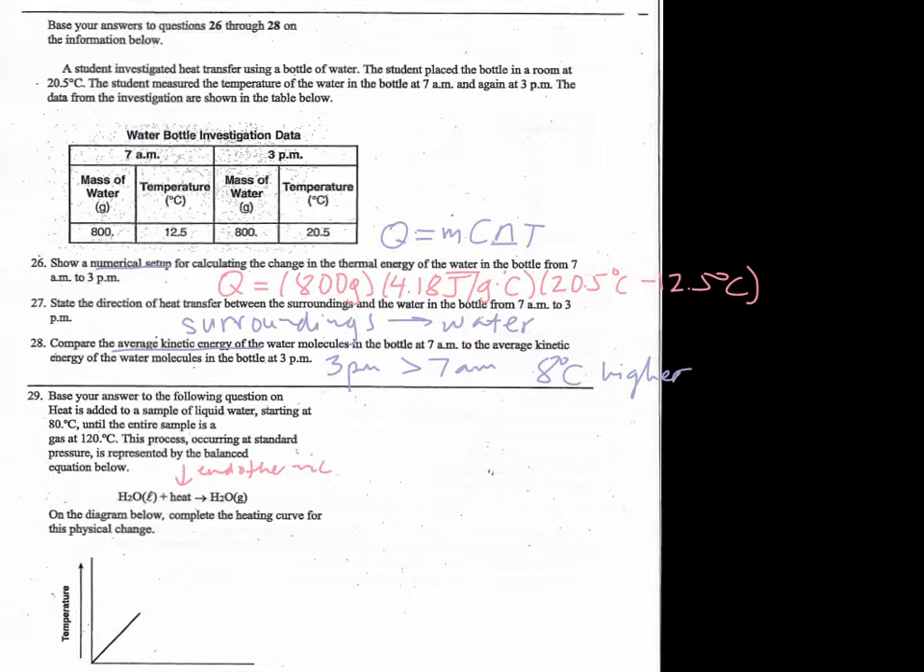Okay. So we gotta complete the heating curve for this physical change. So what does that mean? That means we gotta show this phase change. So here, we're assuming we're starting from liquid. So we gotta draw this line here to show the phase change, and another line right here to show that it's moving to gas. And what do we call this phase change? We call this evaporation.